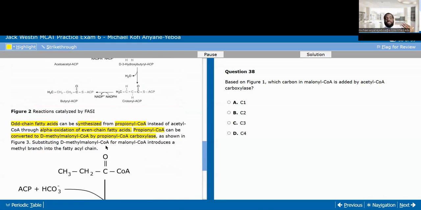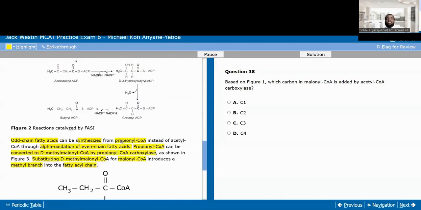Substituting D-methylmalonyl-CoA for malonyl-CoA introduces a methyl branch into the fatty acyl chain. So this might be important, right? To substitute, actually, yeah, you know what, let's do it. Substituting this D-methylmalonyl-CoA for malonyl-CoA. In other words, if we change, in the reaction below, D-methylmalonyl-CoA for malonyl-CoA, we get an additional methyl branch in the fatty acyl chain. So then I was like, okay, what does all this mean?